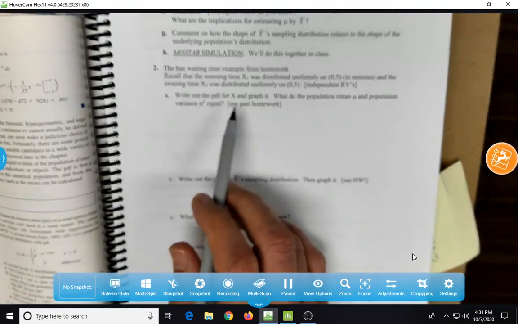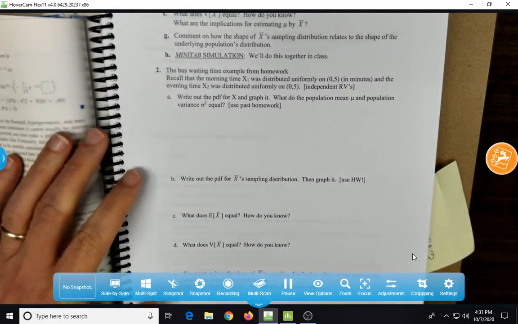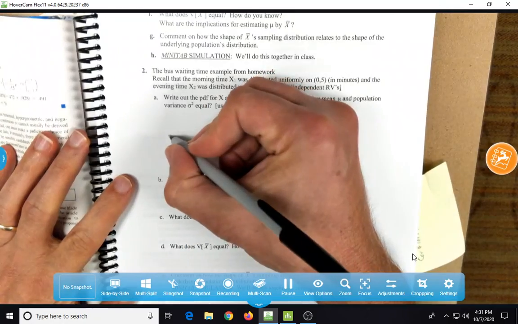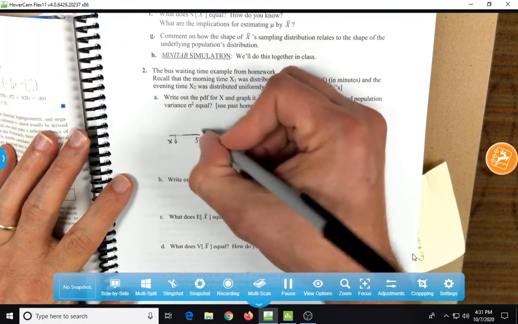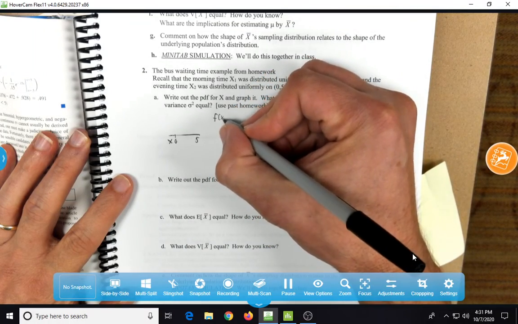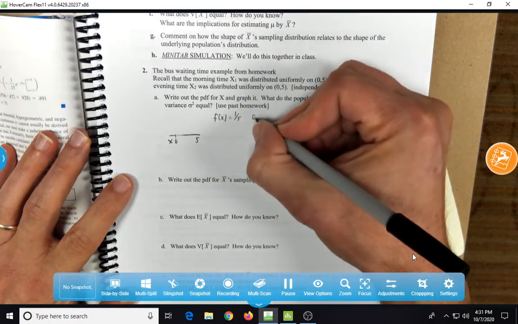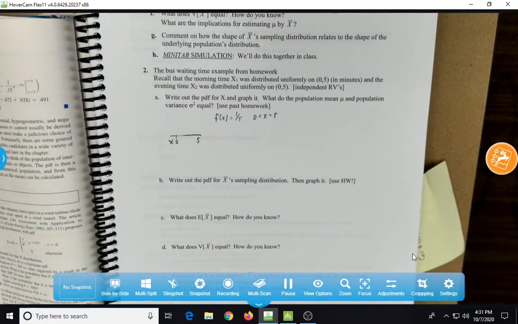waiting time example. And what we have is x1 is uniformly distributed on 0 to 5. So if we look at that, then x would go from 0 to 5. And if we figure out the uniform distribution, that means that f of x equals 1/5 from 0 to 5. You could put less than or equals 2 or not.